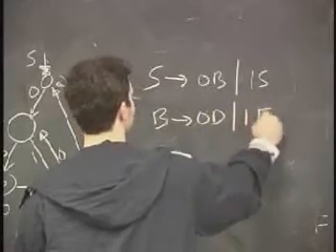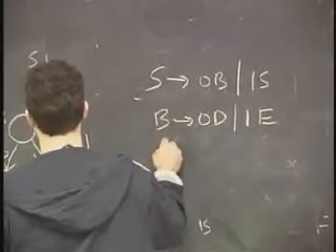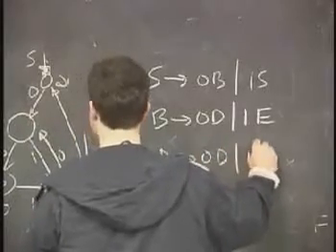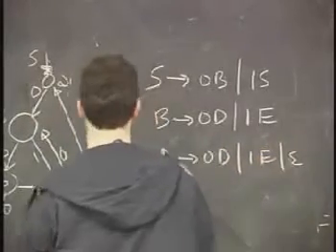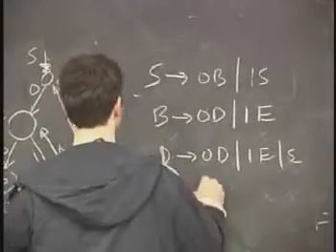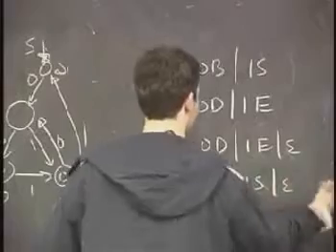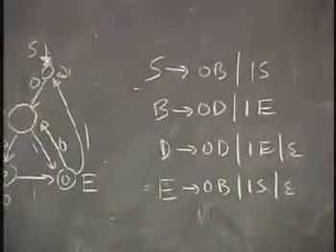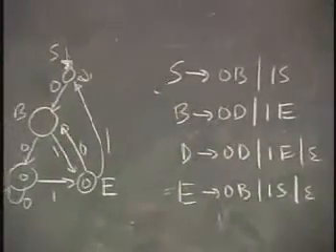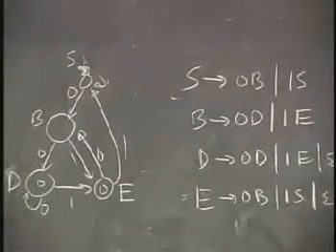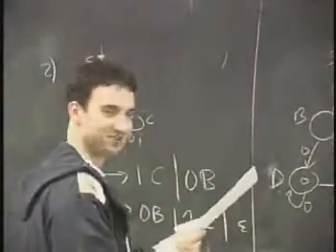All right, so this is mindless and trivial, right? D goes to 0D, or 1E, or empty. Trivial. E goes to 0B, 1S, or empty. So final states can go to the empty set. So they're not so bad, huh?